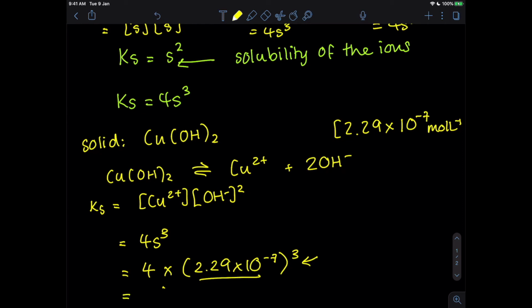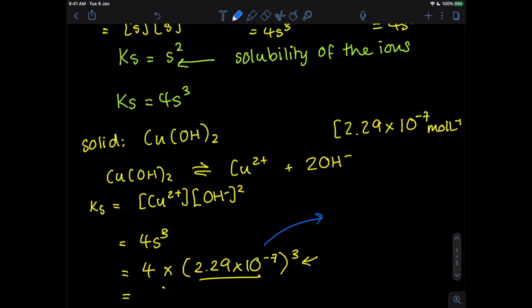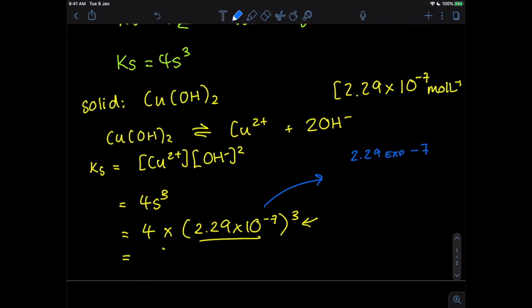And just a reminder for your calculator, you can put this one in as 2.29, press the X button, and then negative 7. And then you don't have to put brackets in. You can just cube that whole number. So that should give you 4.80 times 10 to the negative 20, and Ks does not have a unit, so just this number to 3 significant figures.